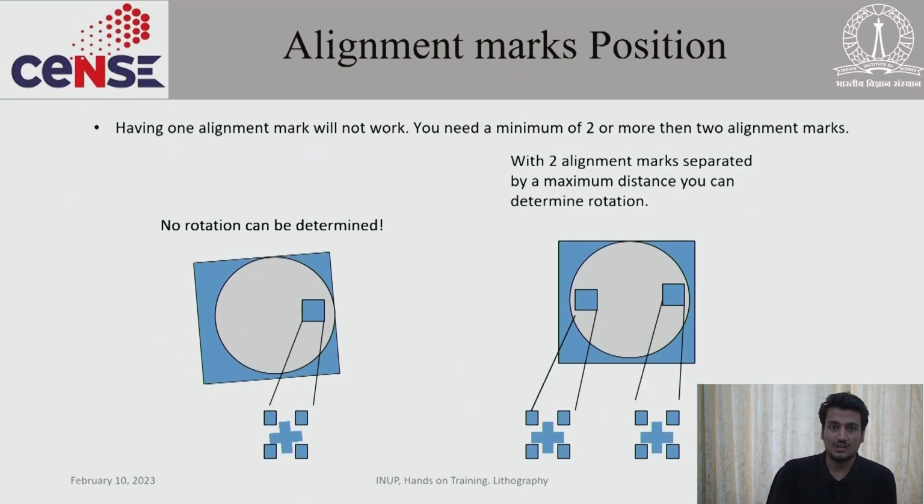Again, how many alignment markers do you need, and what should be the position of those alignment markers? If you have just one alignment marker, that is not sufficient to align the design with the previous design. If you have two alignment markers and both are at the boundary regions, there will be a chance of little misalignment. So it's suggested to use two or more alignment markers at maximum distance to get better alignment accuracy, or to reduce the theta misalignment.